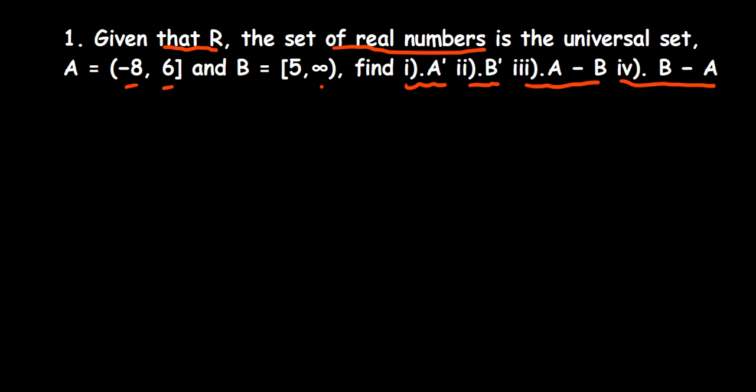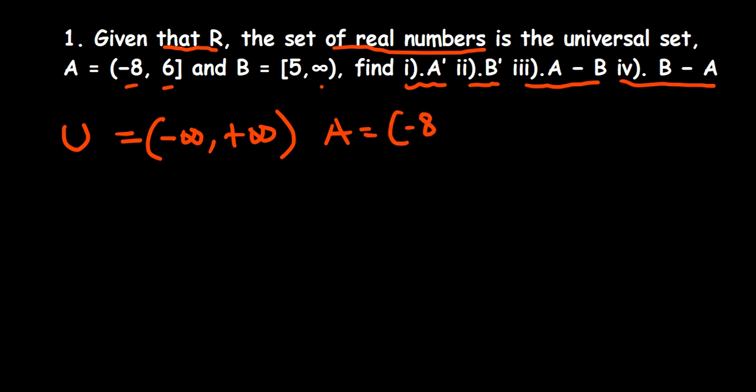Okay, so let's get our universal set. Our universal set is the set of real numbers. So real numbers start from minus infinity all the way to what? Positive infinity. And then we have our set A, which is from minus 8, which is not included, to 6, which is included. So you check the types of bracket that you have. And then we also have B, which is from 5, which is included, to positive infinity, which is never included.